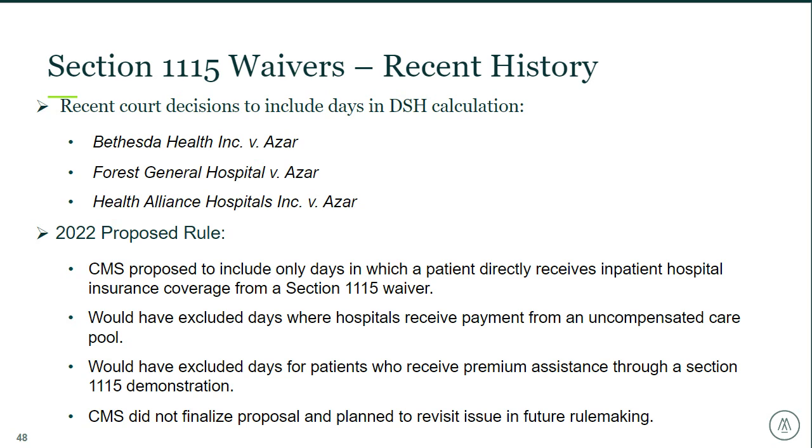stay. So in the 2022 proposed rule, CMS clarified their position and proposed to include only days in which a patient directly received inpatient hospital coverage from a Section 1115 waiver. So this would have excluded days where hospitals receive payment from that UC pool and would have also excluded days for patients who receive premium assistance through a waiver. Several states have those different criteria. After receiving feedback on this proposal, CMS chose not to finalize that, but stated they plan to revisit the issue in future rulemaking. So that sets the stage for what happened in this rule.